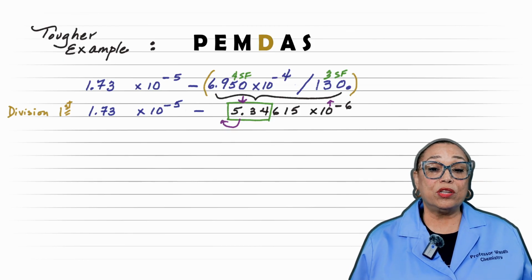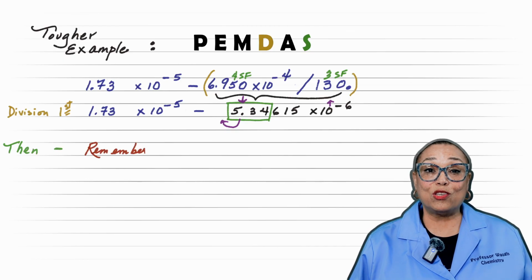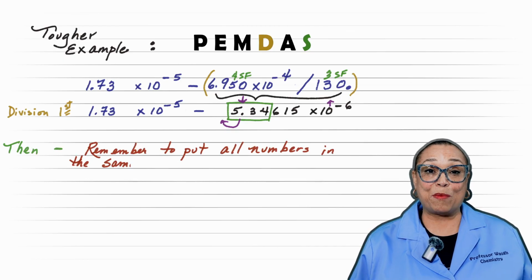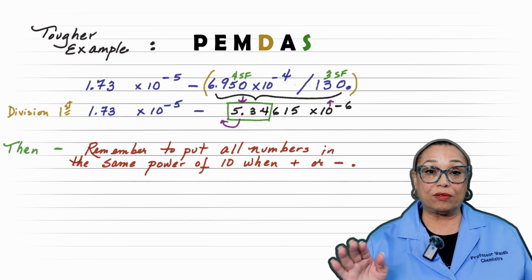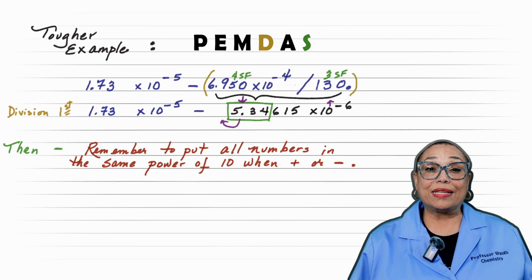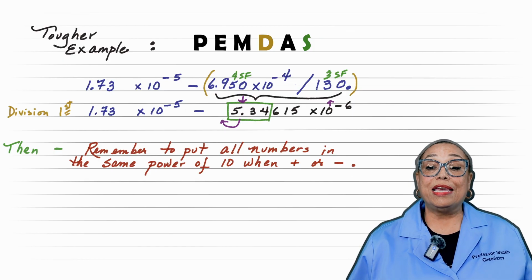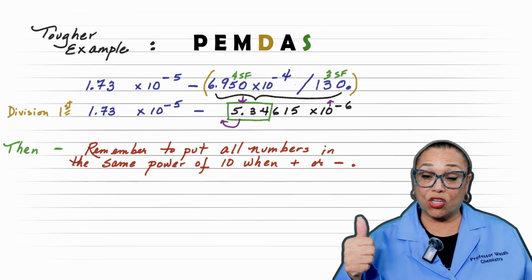Now, the next thing we're going to do is subtract. So then don't forget, you've got to put all the numbers in the same power of 10 before you can subtract or add. But this is subtraction. So when I change the 5.34615 times 10 to the minus 6, remember, we don't round in between operations. I make absolutely sure to remember that 10 to the minus 5 is larger than 10 to the minus 6. So I have to make the 10 to the minus 6 larger.